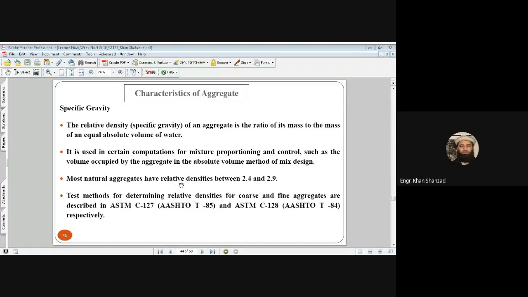Most natural aggregates have relative densities between 2.4 and 2.9. Test methods for determining the relative density for coarse and fine aggregates are described in ASTM C127 and AASHTO T85, and in ASTM C128 and AASHTO T84 respectively. So if you are interested to read more about this specific gravity, you can read these documents.